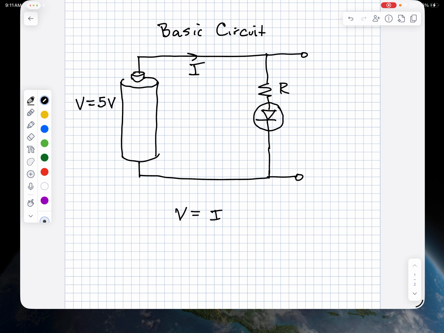So this is a basic loop circuit, and Ohm's law says that voltage is equal to current times resistance. Also, what we know from Kirchhoff's voltage law is that when we traverse a loop around a circuit, if I go from here to here, I have a rise of V volts, and then I have a drop of I times R. We're just going to assume that the voltage drop across the diode is 0 volts. That's not quite right, but it's close.